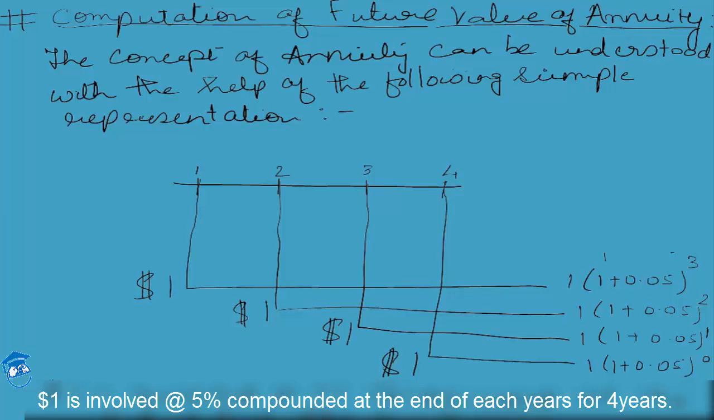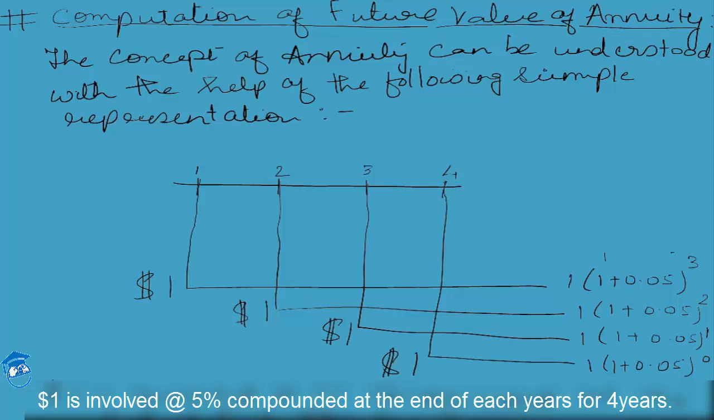So the $1 which has been invested at the end of the first year grows for the next 3 years. Once again, students, it happens so because the investment has been made at the end of the first year, so the $1 fails to generate any return for the first year. The same thing happens when another $1 is invested at the end of the second year. It fails to generate any return since it has been invested at the end of the second year.